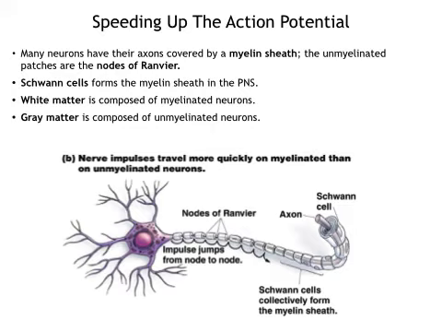The nodes are the unmyelinated patches, the parts of the axon that don't have these myelin sheaths. And so the action potential jumps from node to node. Really, these myelin sheaths allow the action potential to take shortcuts, right? To jump. So if you take away these Schwann cells, these myelin sheaths, then you would slow down the action potential, right? Because now the action potential can't jump from node to node. It has to go throughout the whole axon.